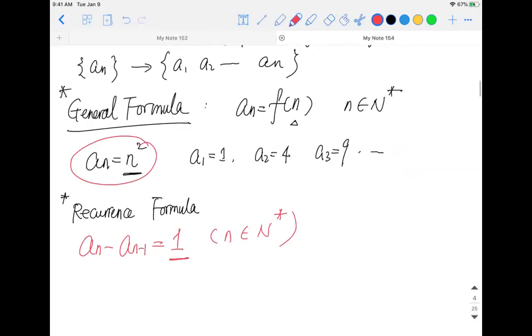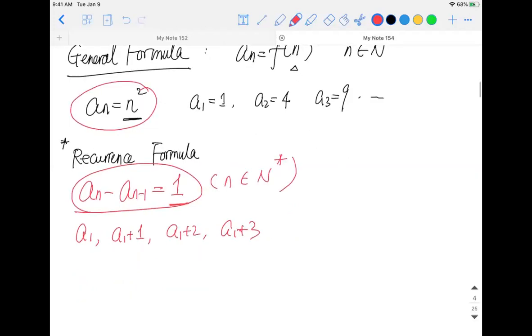So as long as we have a1, a2 will be a1 plus 1, a3 will be a1 plus 1 plus another 1, which is a1 plus 2, then a1 plus 3. We find out the relationship between any two adjacent terms. So this is actually a recurrence formula. But trust me, the recurrence formula might not only apply to adjacent terms. It can involve whatever terms.